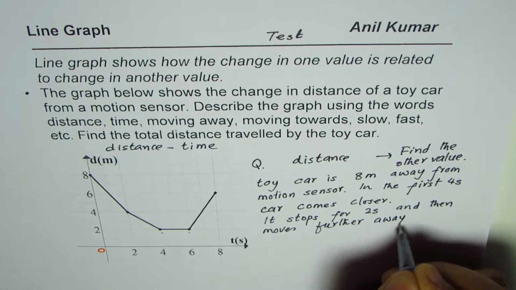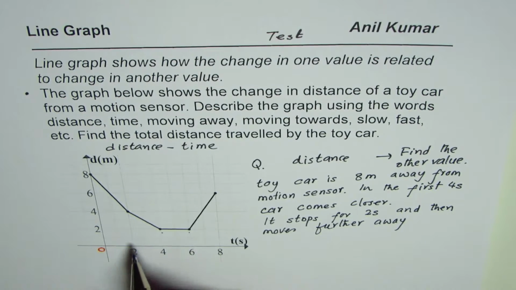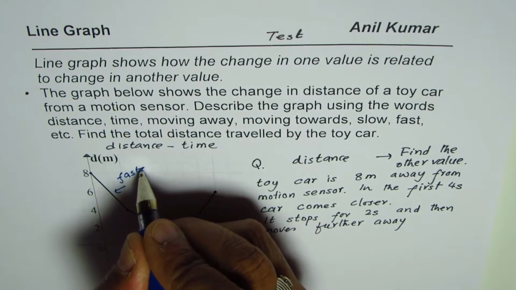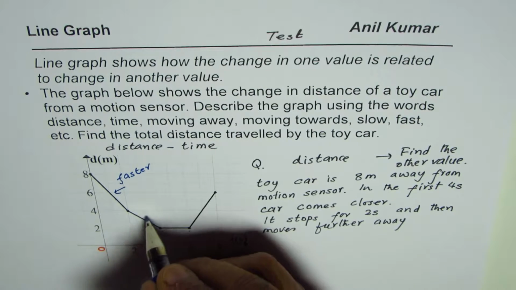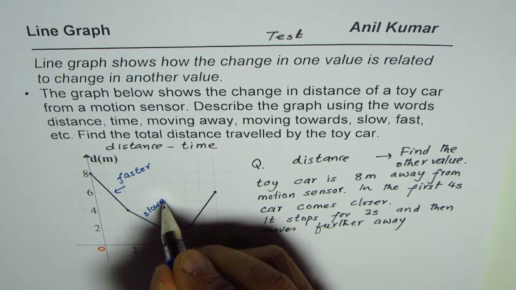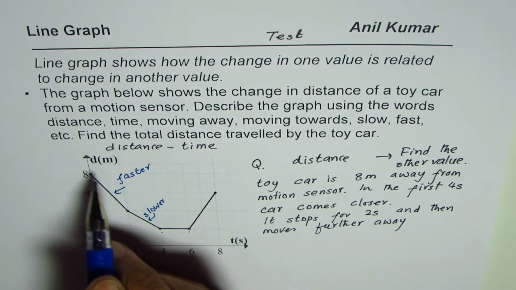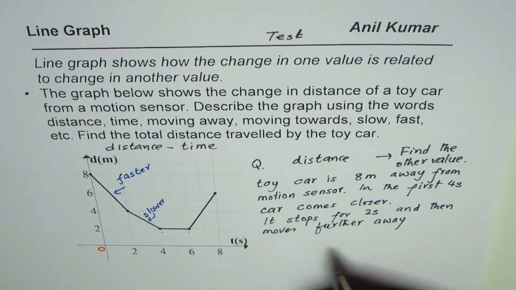away. So whenever distance is increasing, the toy car is moving away, correct? So that is how you could describe. And there are more things. This is faster. Do you see that? That is faster since it is steeper. And this, as compared to this one, is slower while coming back, correct? Now, the closest distance between the toy car and the sensor is 2 meters. These are more information, right?